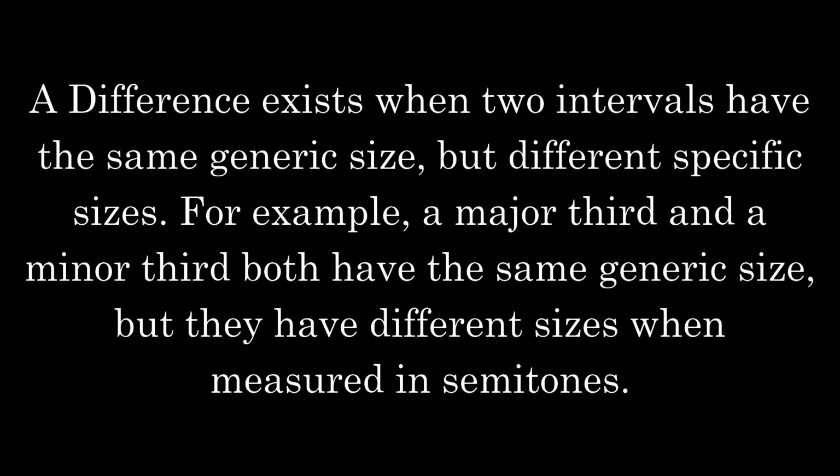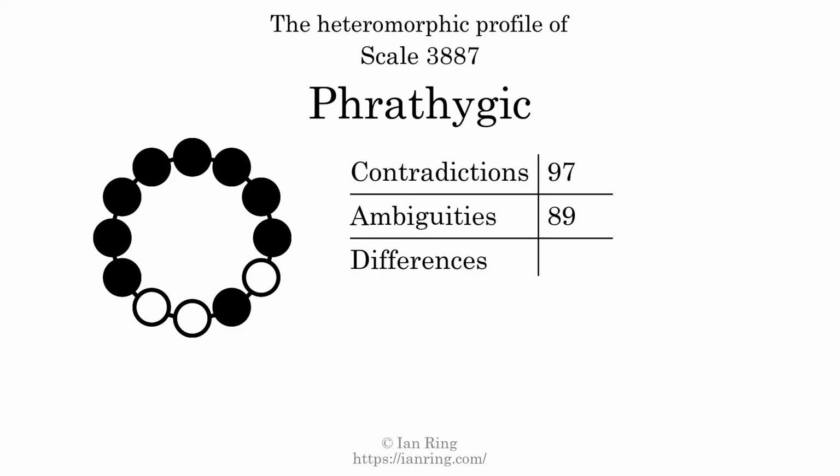A difference exists when two intervals have the same generic size, but different specific sizes. For example, a major third and a minor third both have the same generic size, but they have different sizes when measured in semitones. The number of differences in this scale is 176.